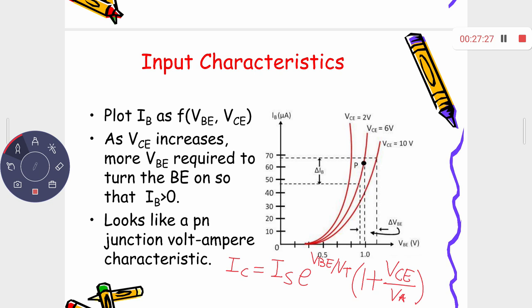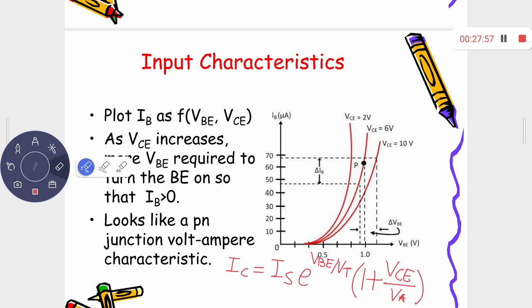Okay, so that is known as the input characteristics of BJT. Why input characteristics? Because your input voltage is your base emitter voltage, applied voltage is the base emitter voltage, and applied current is base current. So the variables with which I plot this particular graph are nothing but VBE, base emitter voltage, and the base current. Right? So it is known as the input characteristics.